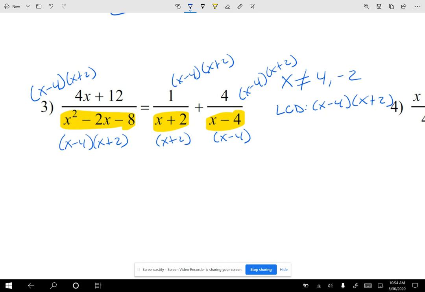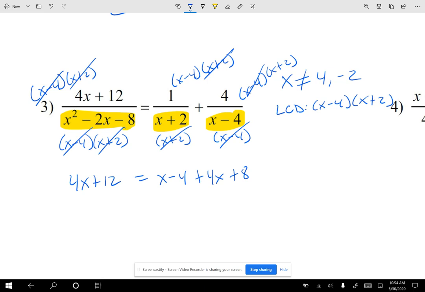So my first fraction, the x − 4 with the x − 4 cancel out. The x + 2 with the x + 2 cancel out. So I only have 4x + 12 equals. Here, the x + 2 with the x + 2 cancel out. Distribute the 1. I have 1x − 4. Here, the x − 4 with the x − 4 cancel out. Distribute the 4. So that's going to give me plus 4x + 8.